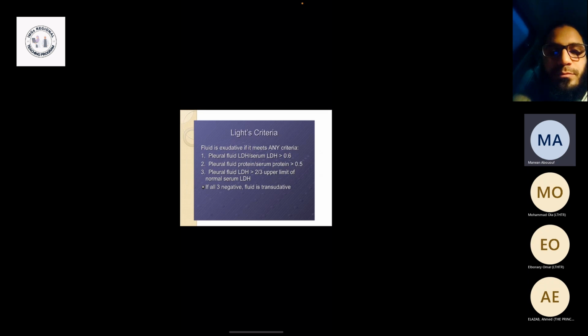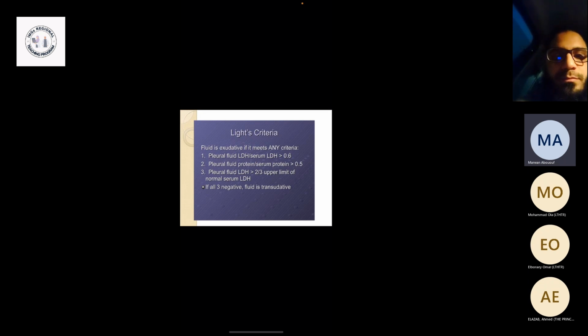How can we say this effusion is transudate or exudate? It's with the Light's criteria. For Light's criteria, we take the sample after the thoracocentesis to know if it's transudate or exudate. If it meets any of these criteria, it's enough to say it's exudate.